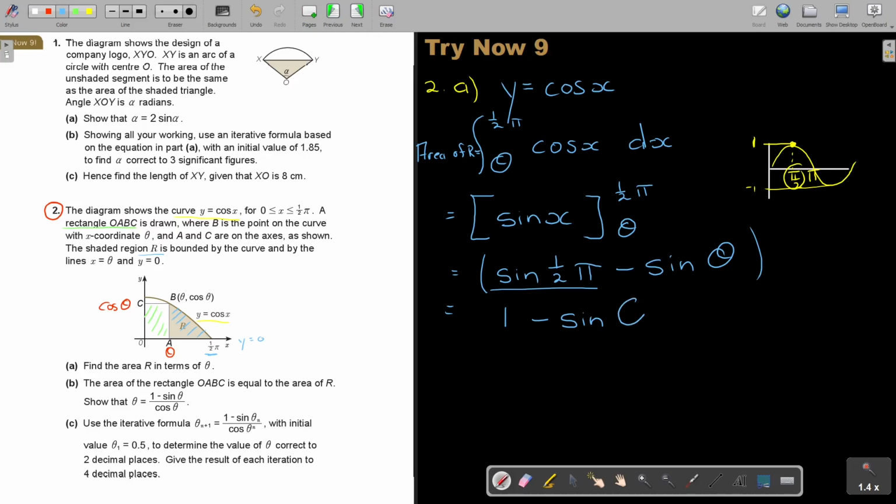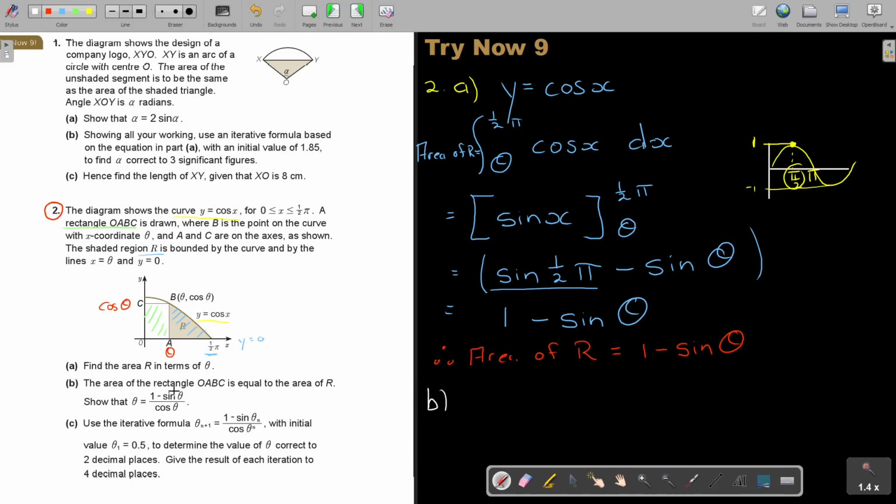Okay, and so I just want to say, therefore, the area of R is 1 minus sin theta. Okay, now we go on to number B.